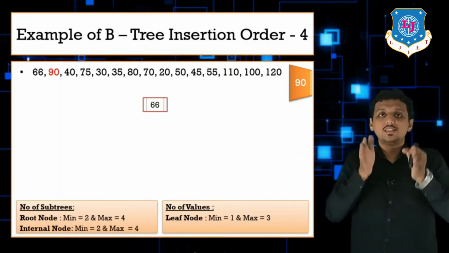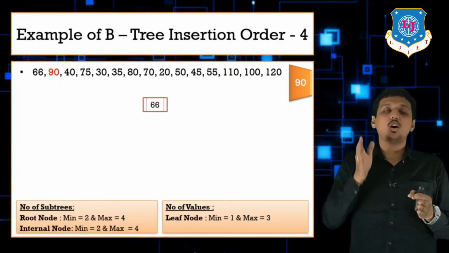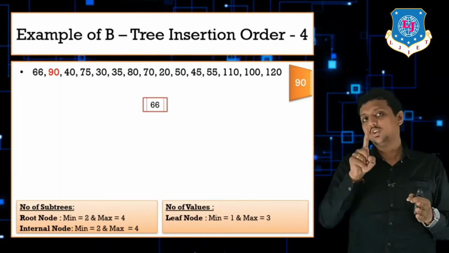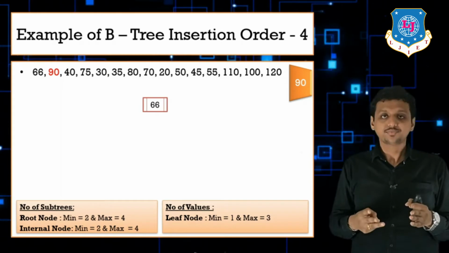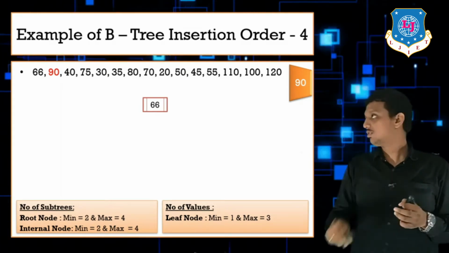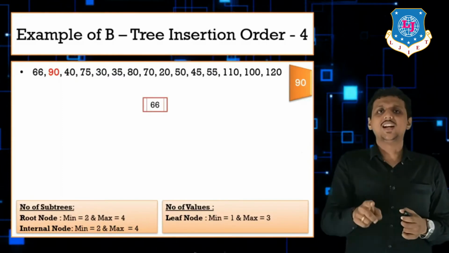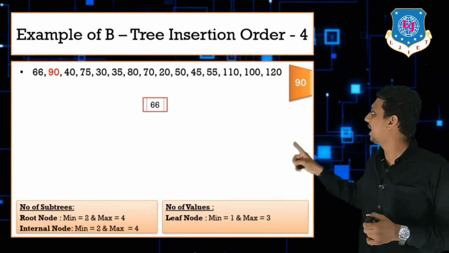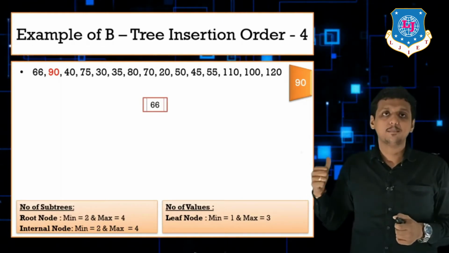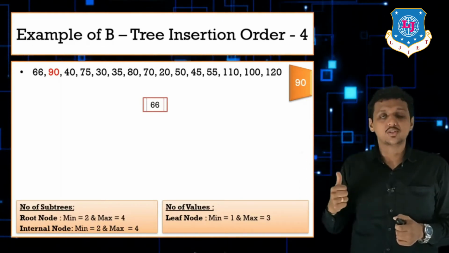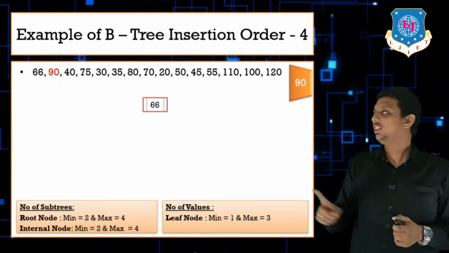Now tell me, this is our first node. Okay, here B-tree is of order 4. That means, students, each node must contain maximum 3 values. Maximum 3 values. So here we have just inserted only one value. That's why we can insert 90 over here, because there is still space to insert new values. Fine. So what I need to do is I am just going to insert 90 over here.